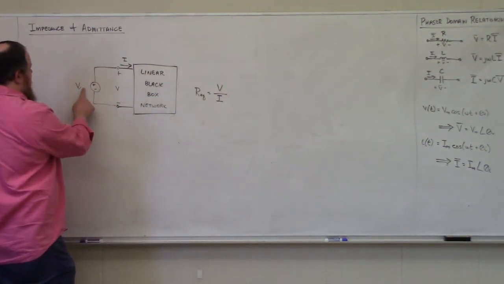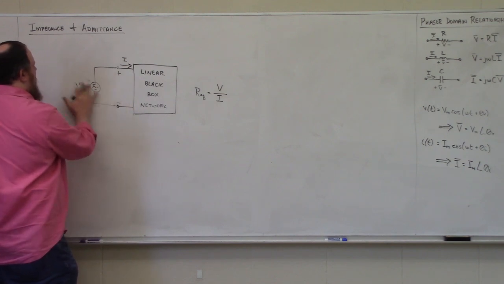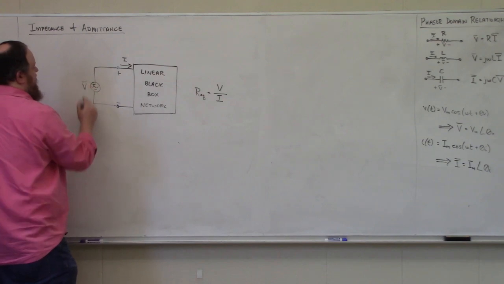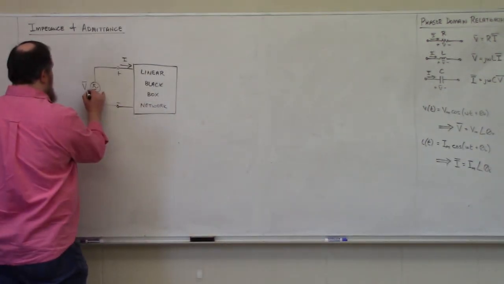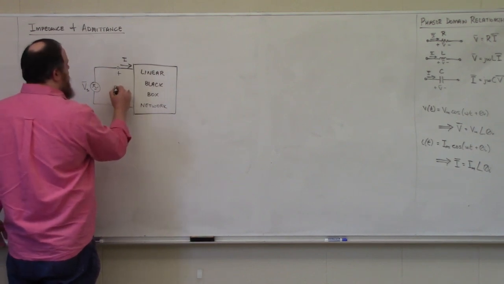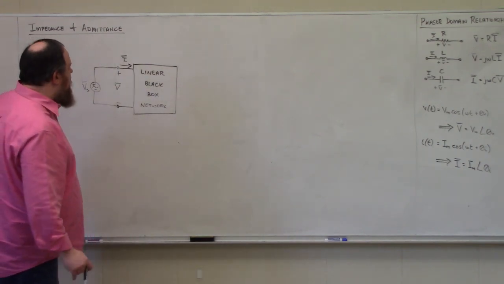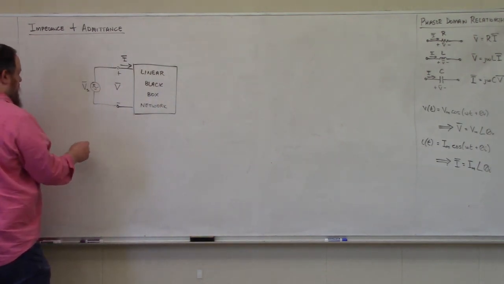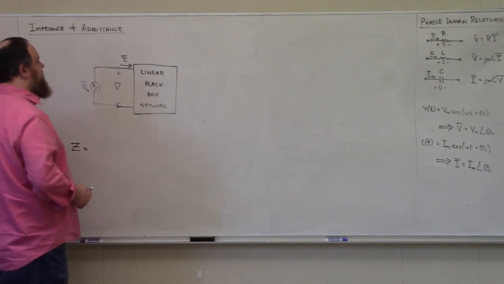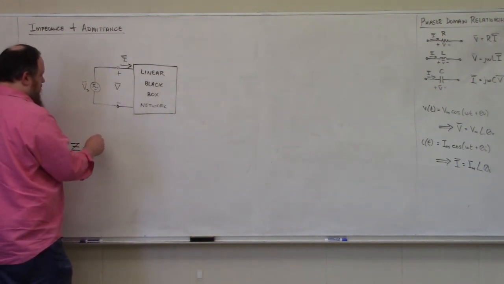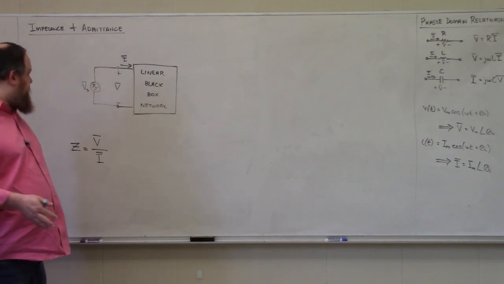Well, if instead we have a sinusoidally varying source, or actually a phasor representation of a sinusoidally varying source, Vs, we can measure the phasor voltage drop over the black box network and the phasor current flowing into the black box network. Then we can define what is called the impedance Z, which is playing the role of resistance in steady-state sinusoidal circuits. It is the ratio of the phasor voltage divided by the phasor current, so we get this the exact same way, just using Ohm's law.